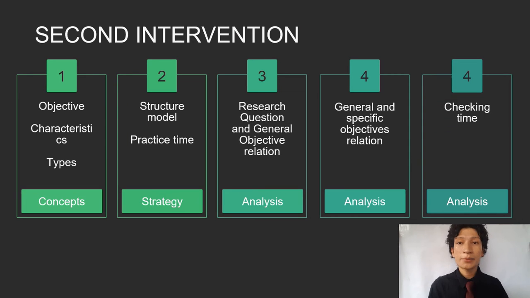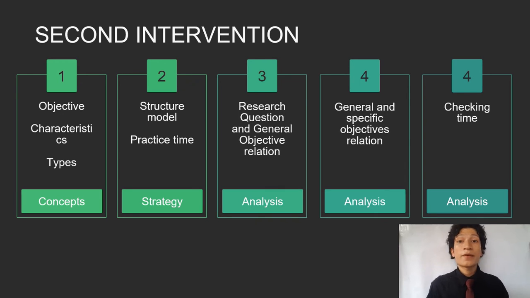In the second intervention, the researchers provided the different concepts of the objectives, their characteristics, and the different types of objectives. Second, they provided a strategy based on a structure model. Also, they provided time to practice. Third, they provided a session of analysis in which they analyzed the relationship between the general objective and the research question.